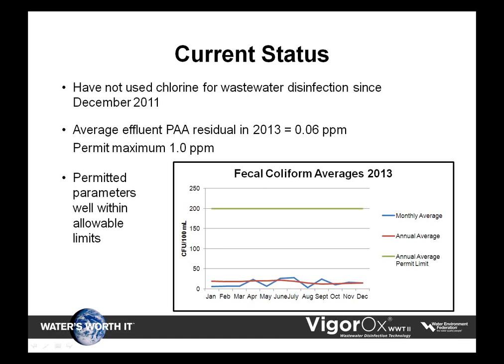Our average effluent PAA residual in 2013 was a 0.06 parts per million, which is significantly less than our 1.0 permit limit. And you can see I put a graph in here of our fecal coliform averages for 2013. Our permit limit annual average is a 200, so we are well below our permit limit.